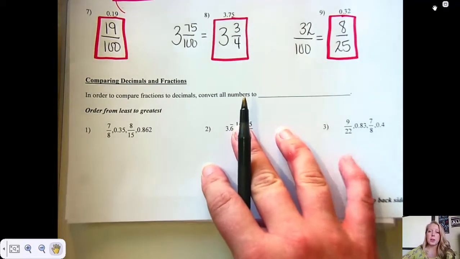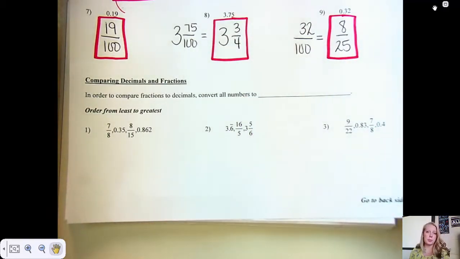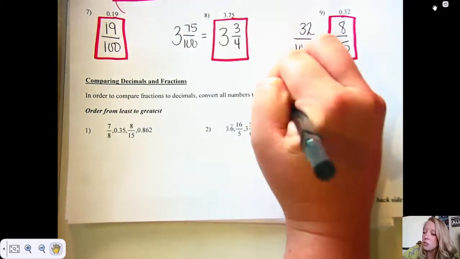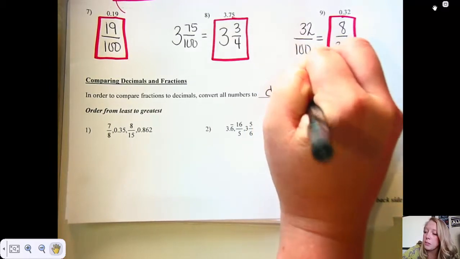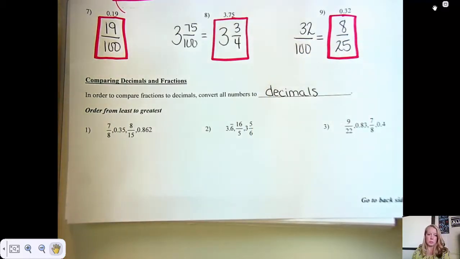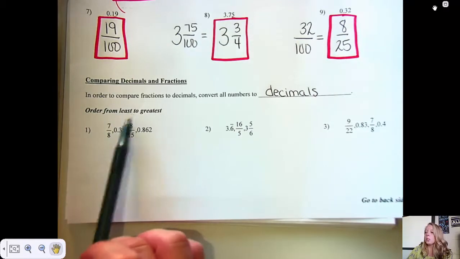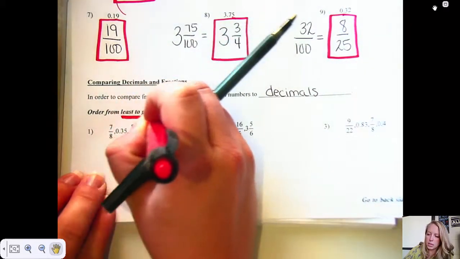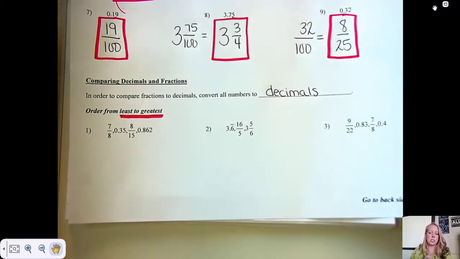Also, I would recommend getting a scrap sheet of paper to do these problems. That's what I'm going to do these 3 down here at the bottom, because it says, in order to compare fractions and decimals, convert all numbers to decimals. And you're going to have to show some work when you take a fraction and turn it into a decimal. So it says order from, how does it say to order? Least to greatest. So smallest to largest.